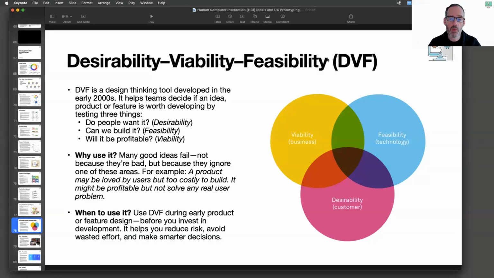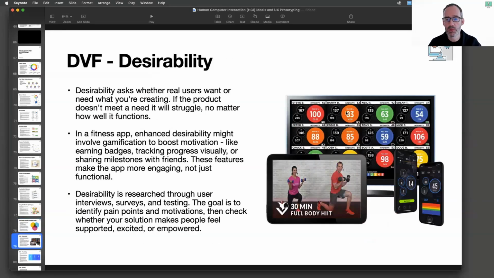So let's just look at what each of the three can involve. And we'll use this example of a fitness app. So desirability asks whether real users want or need what you're creating. So if the product doesn't meet a need, it would struggle no matter how well it functions. So in a fitness app, enhanced desirability might involve gamification to boost motivation.